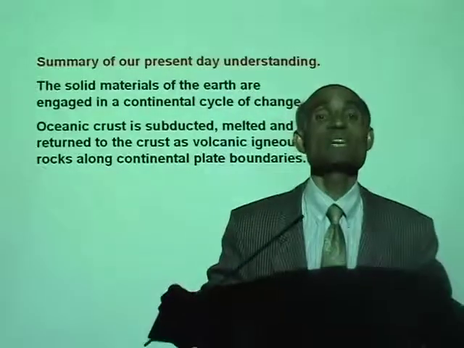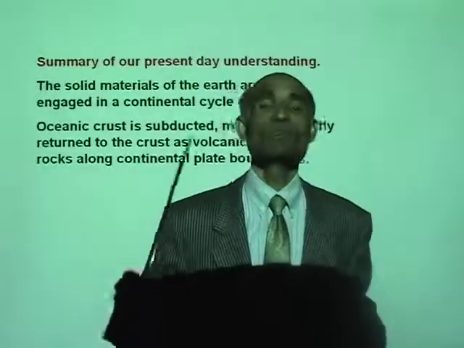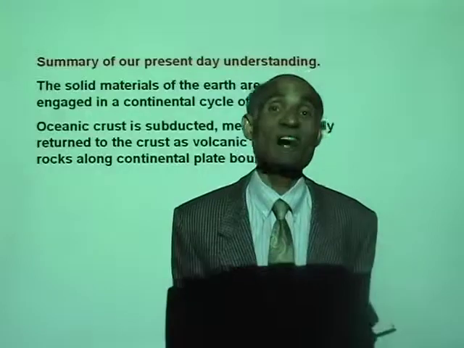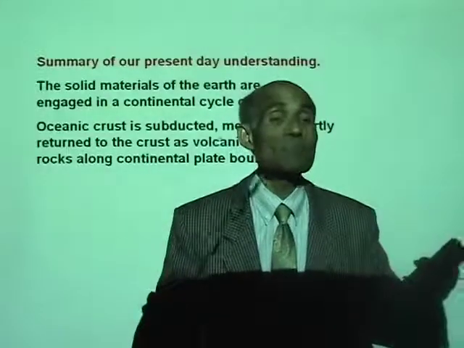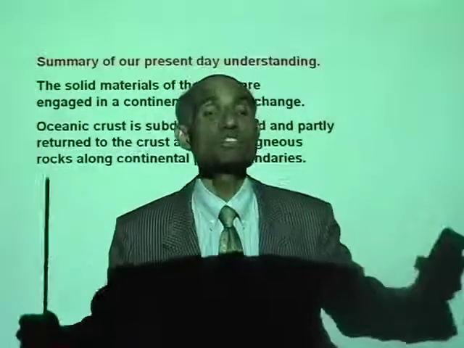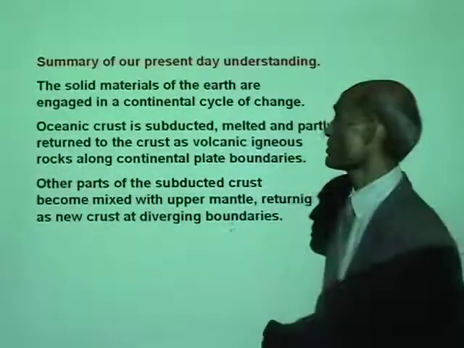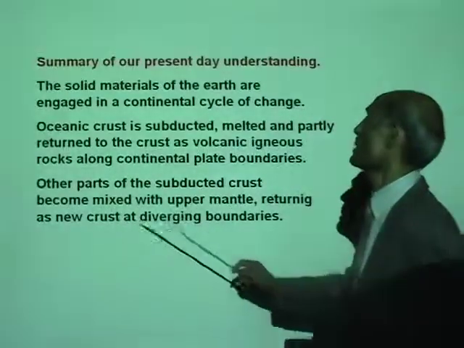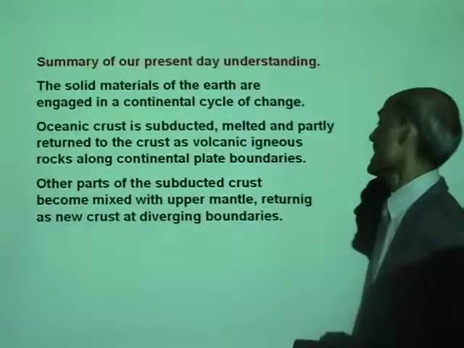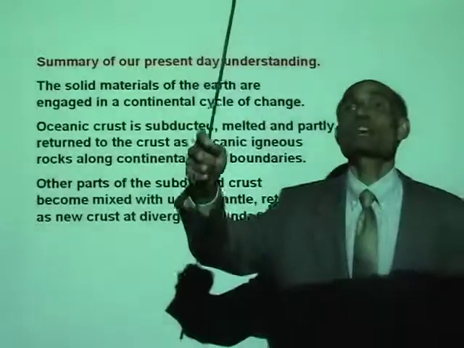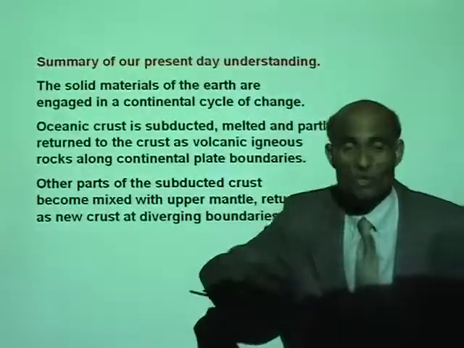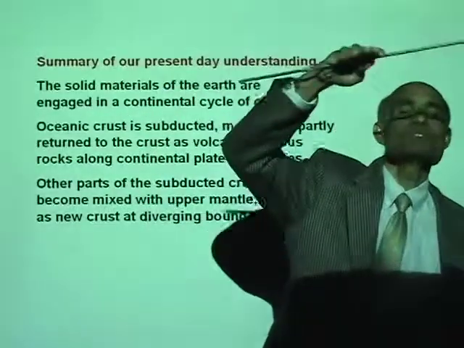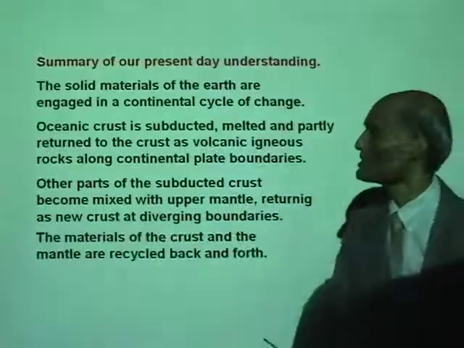Every bit of what you see is being made and remade. If you come back and look at the surface of the earth after, say, 50,000 years, it may not look the same as we see now. It's continuously changing with these natural forces. Other parts of the subducted crust become mixed with the upper mantle, returning as new crust at diverging boundaries. So the crust gets carried to the inside of the earth. From inside, the materials come up and build new crust. You can see that cycle is continuously happening.